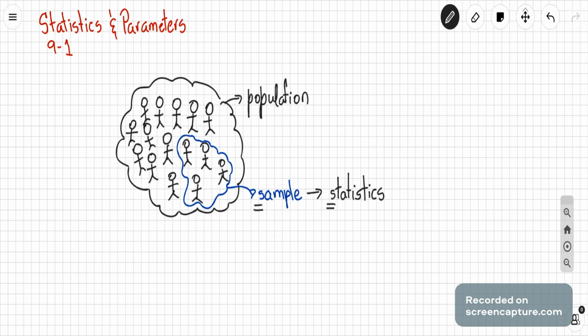And when I get the same information, but from the entire population, that is going to be called a parameter. And again, you can relate the P of parameter with the P of population. So now you can know the difference between a statistic and a parameter. Statistics come from a sample, and parameters come from the population.